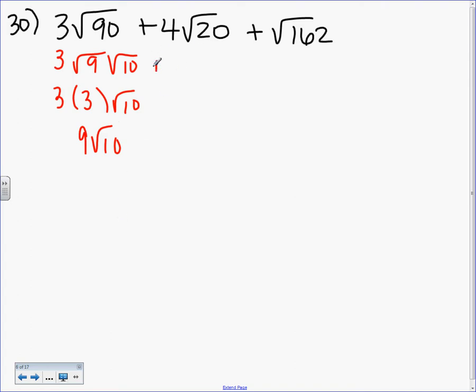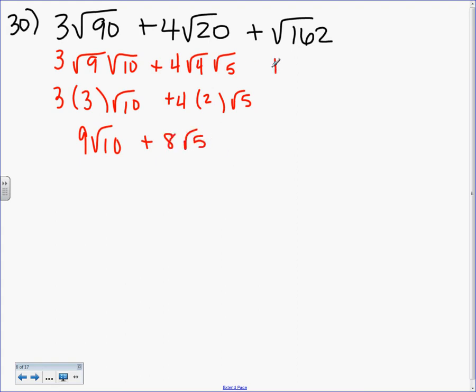Okay, now let's do this one. What is the highest perfect square that goes into 20 evenly? So perfect squares, if you've forgotten, are 4, 9, 16, 25, 36, and so on. So we have a 4 and a 5. What is the square root of 4? 2. And then that literally says 4 times 2 times the square root of 5. So that's 8 square root of 5.